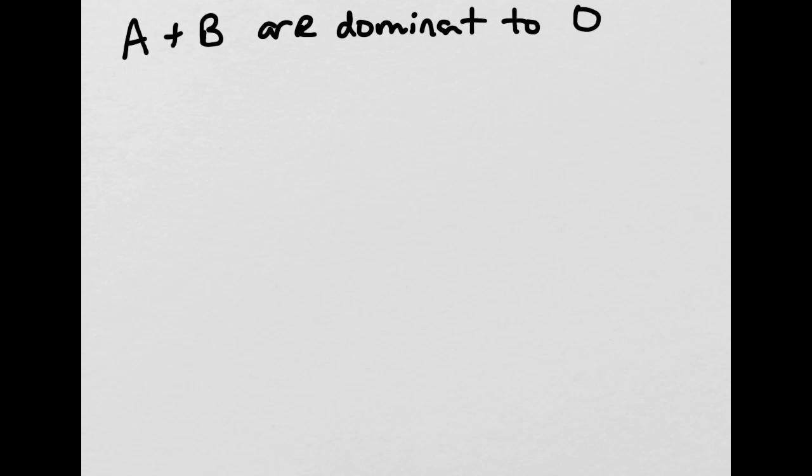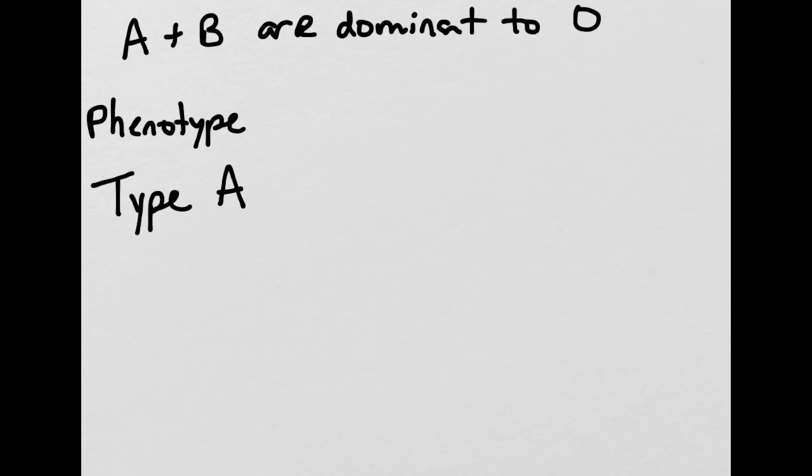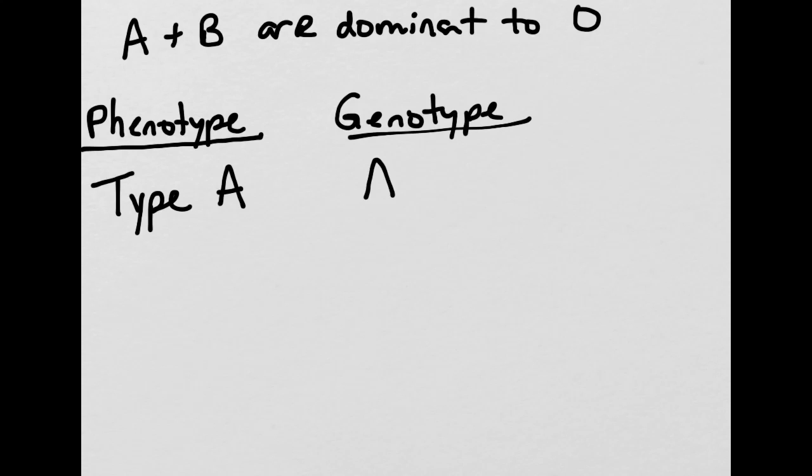Okay, so let's take, for example, a person who is type A. That's their phenotype. Let's mark this as phenotype. What is their genotype? Well, there are two alleles that have a say in this type, right? They got them from their mom and dad. So they can either be homozygous for A, or they can be AO. Remember, the O is recessive, so the A will show.